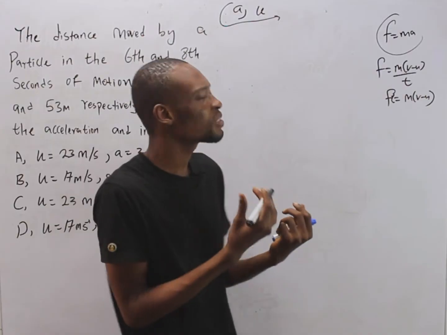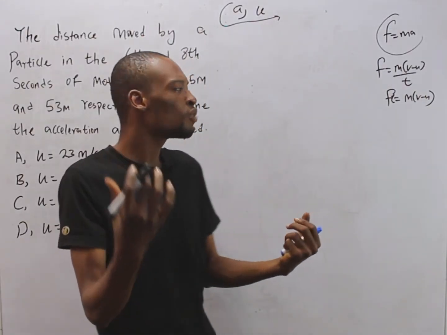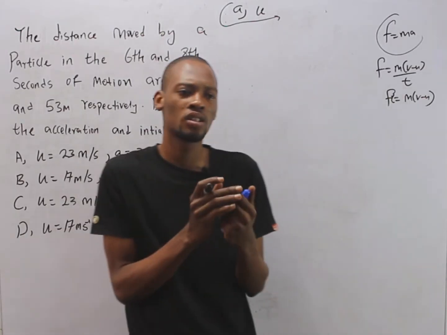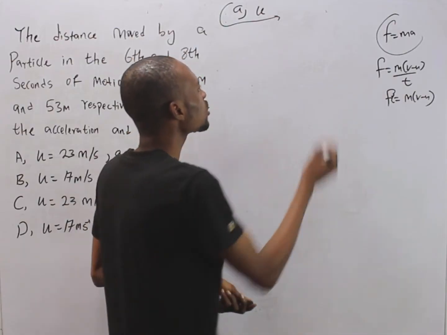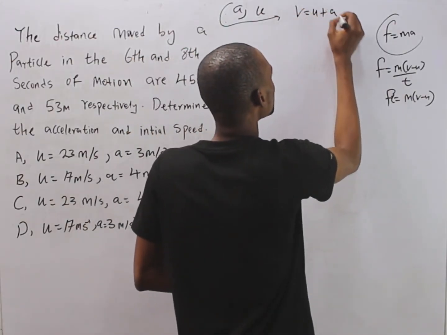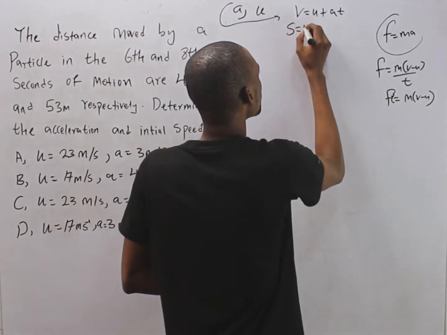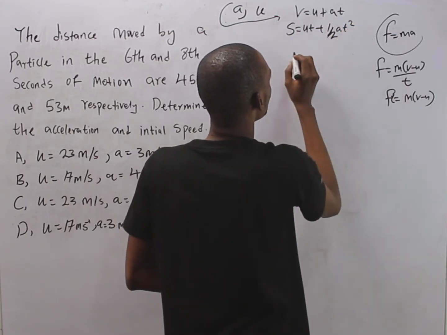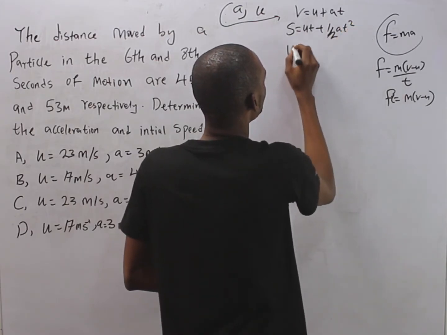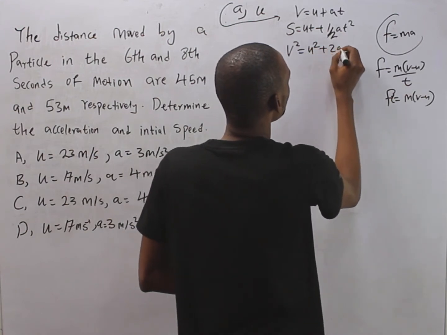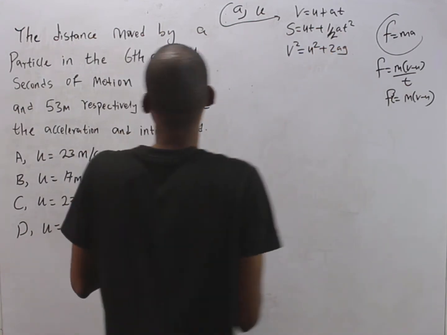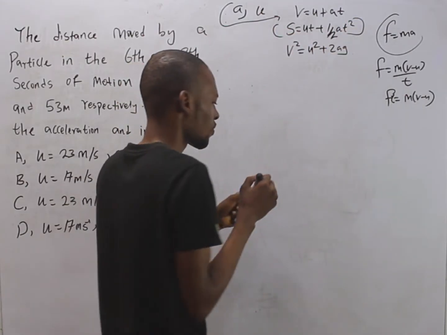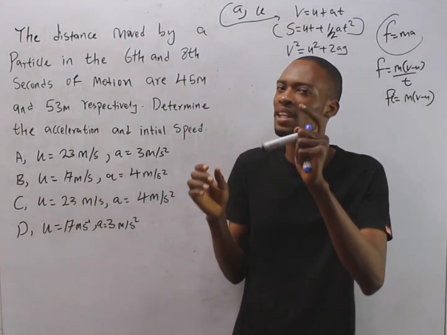Now, there are equations of motion. And anytime you are given questions under motion, there are equations you must follow to solve these questions. The first one is v equals u plus at. And s equals ut plus half at squared. v squared equals u squared plus 2as. Now, since we are dealing with a distance moved, let's consider this second equation. But that is not the major problem now.